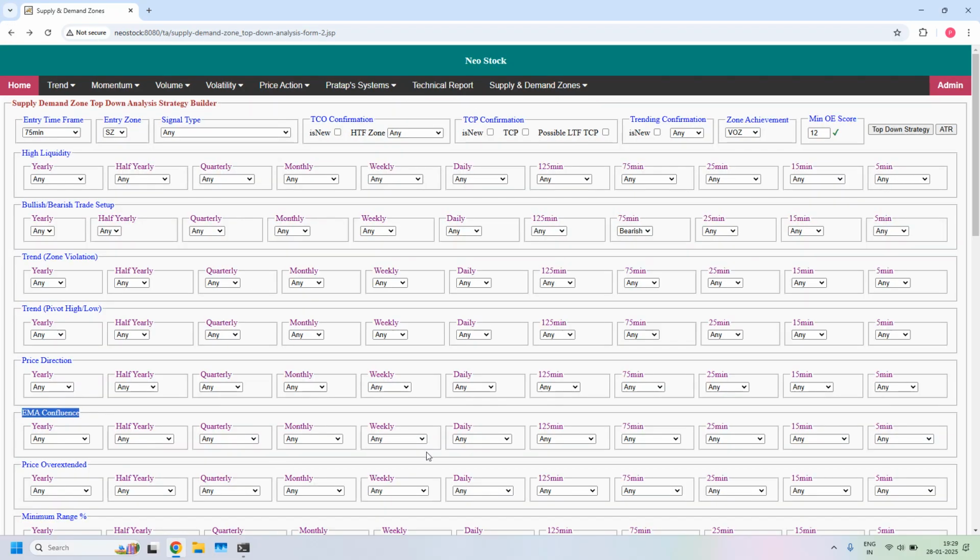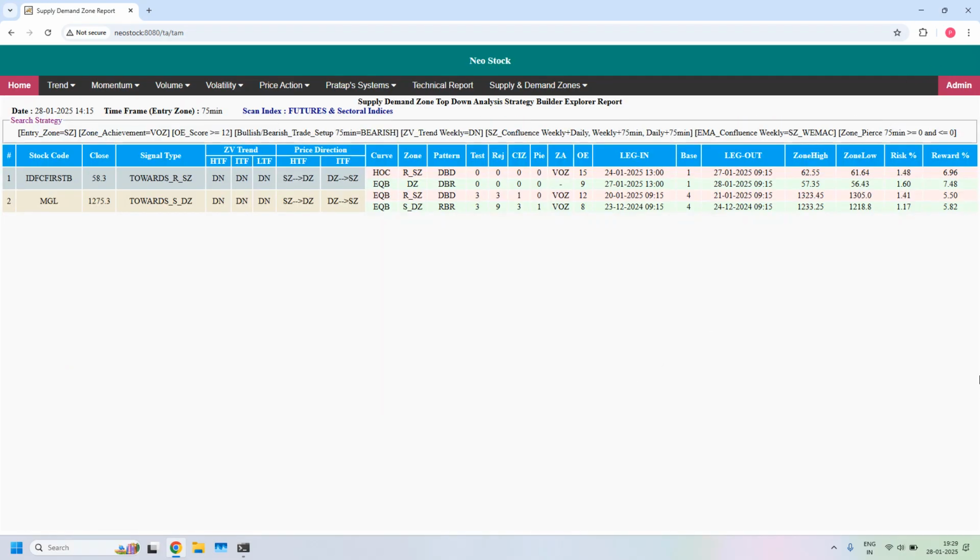In the EMA confluence, weekly time frame, weekly supply zone having weekly EMA confluence, and trend on weekly time frame should be downtrend because it is a bearish trade setup. So with these filters, we got 2 stocks. So these 2 stocks are even more high probability trade setup supported stocks.